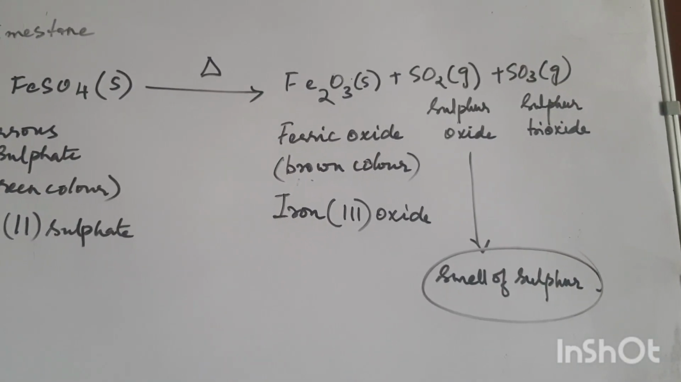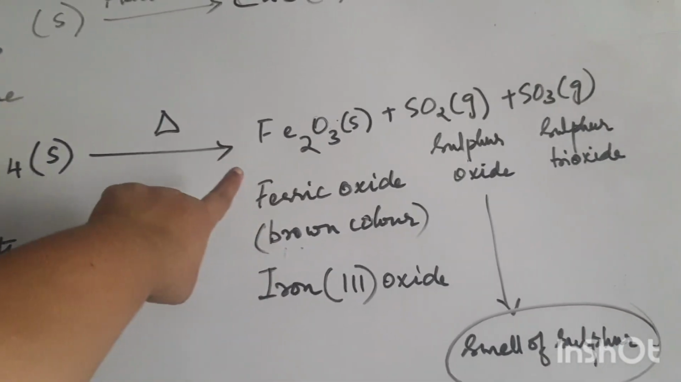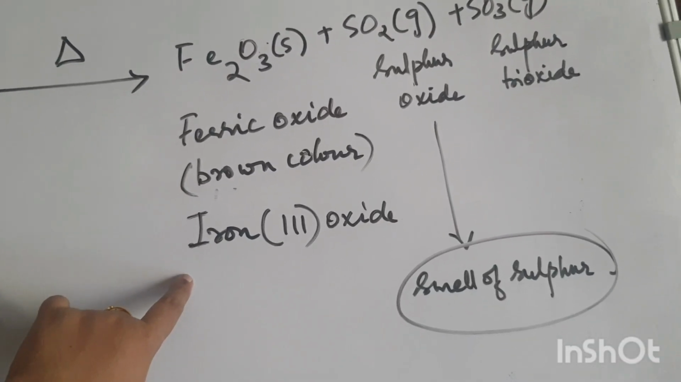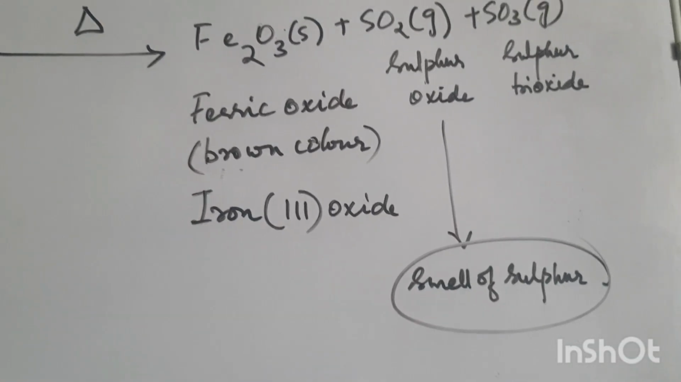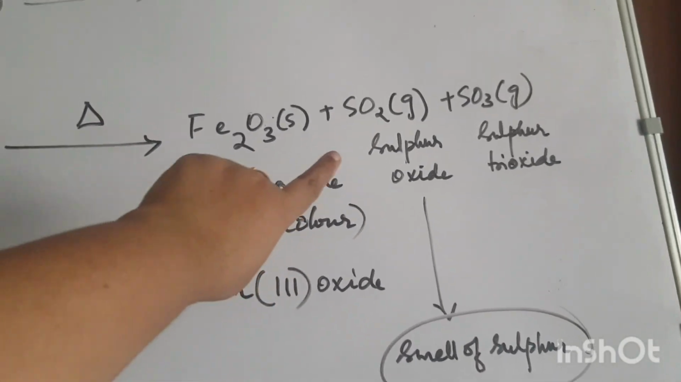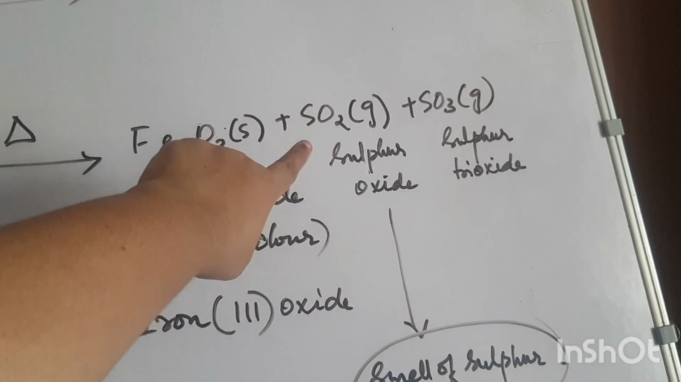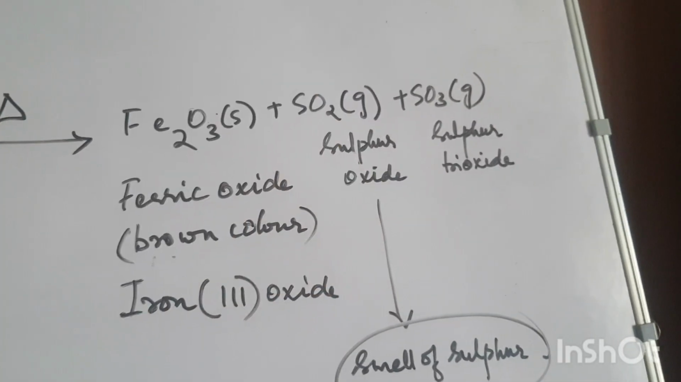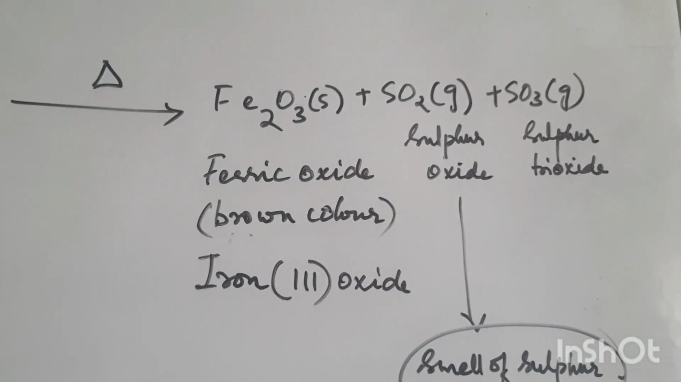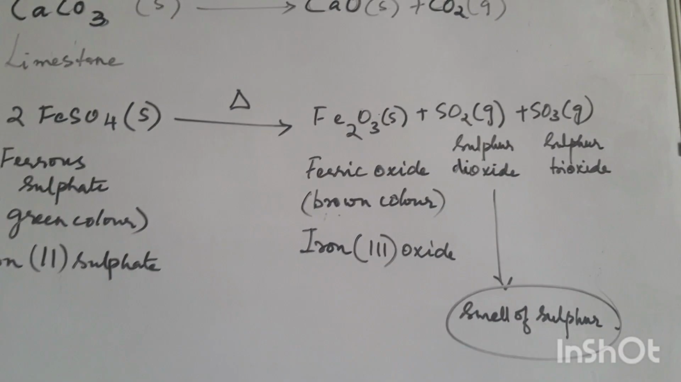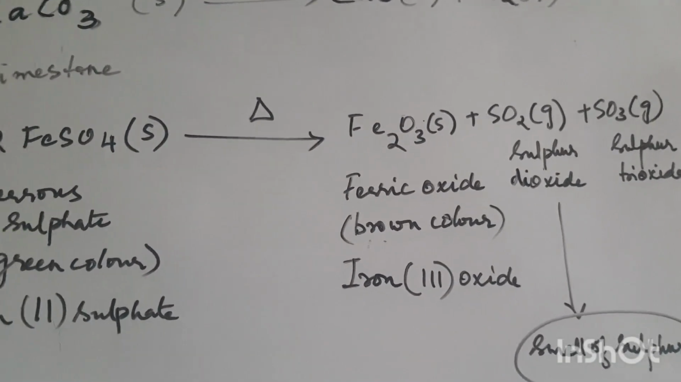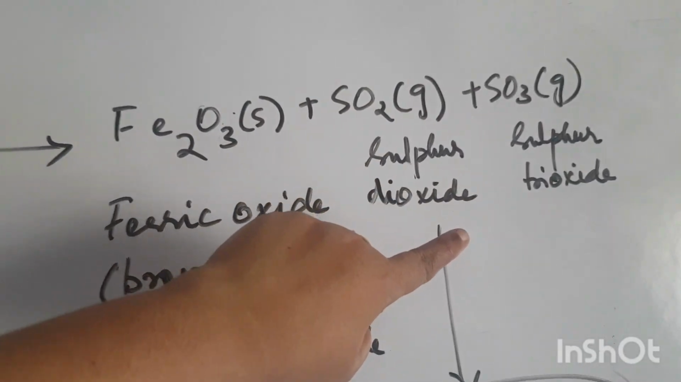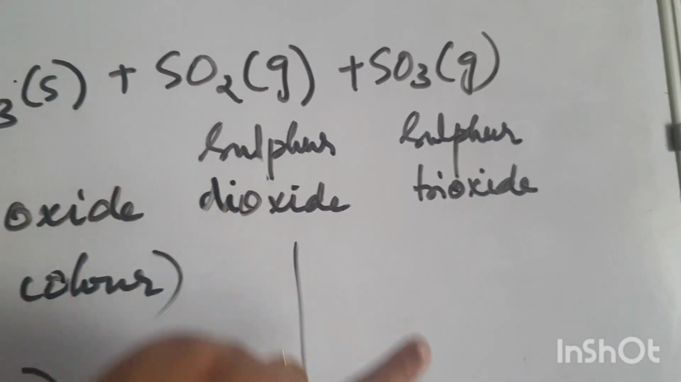What are the products that are formed? Fe2O3, that is in solid state. You name it as ferric oxide, iron 3 oxide. What is the color of that? Brown color. And with the elimination of two gases, that is SO2, gaseous state, that is sulfur dioxide. I'll just write, one minute. Okay, I have written over here, that is SO2, that is sulfur dioxide, and SO3 is in gaseous state, that you name as sulfur trioxide.